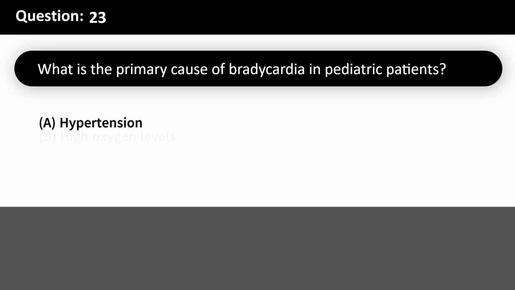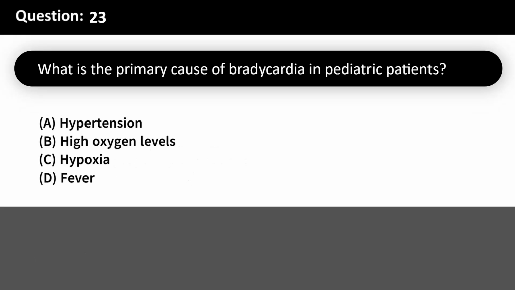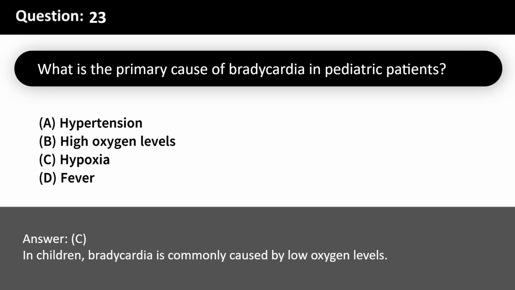What is the primary cause of bradycardia in pediatric patients? A. Hypertension. B. High oxygen levels. C. Hypoxia. D. Fever. Answer: C. In children, bradycardia is commonly caused by low oxygen levels.